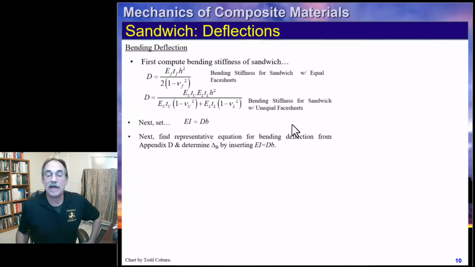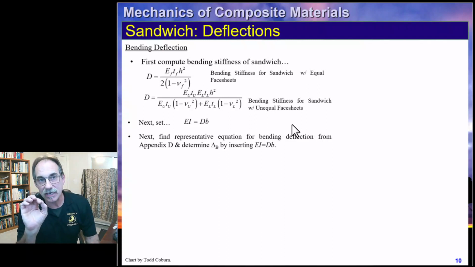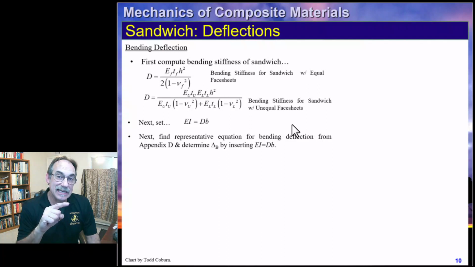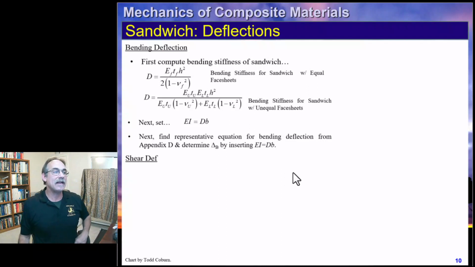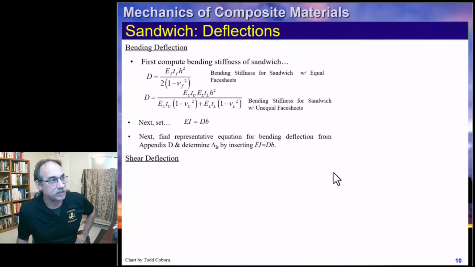In the appendix, we have a bunch of canned formulas for different kinds of constraints and loadings. Find the most representative one. Then we'll use that by plugging in, wherever it says EI, dB instead, and that will allow us to calculate the bending portion of the deflection. Once we have that, we're ready to deal with our shear deflection.